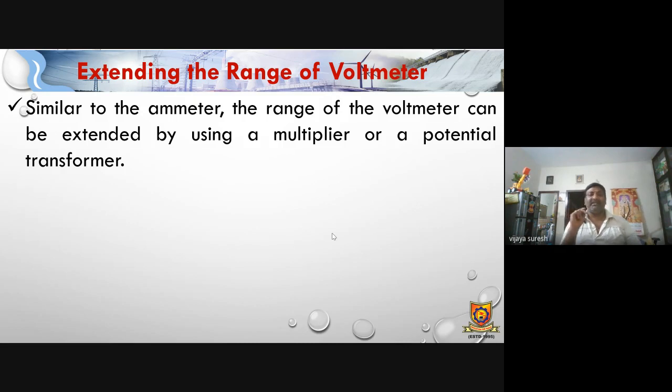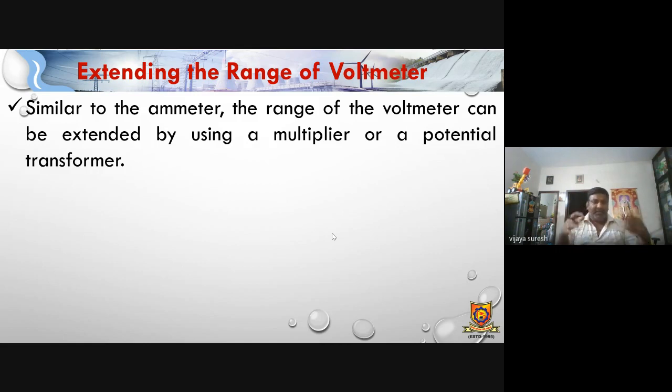Voltage remains constant. But in the case of series circuits, the current will remain the same throughout the operation and voltage will be dropped. Now here what we can do, we can drop a certain amount of volts, nothing but we can connect a resistor in series with the voltmeter so that the voltage can be dropped there and only the remaining voltage will pass through the meter. Okay. And here also we are going to use a potential transformer or a multiplier.